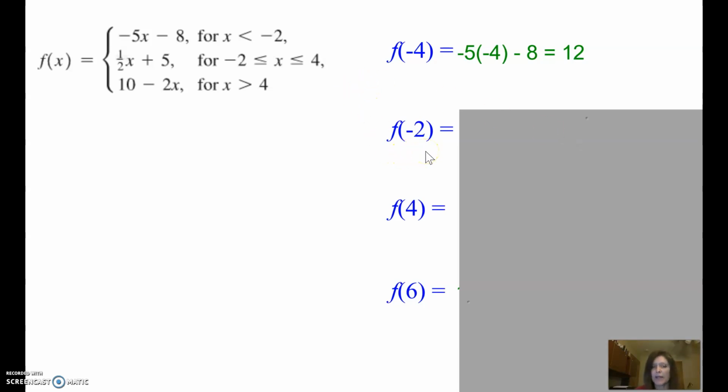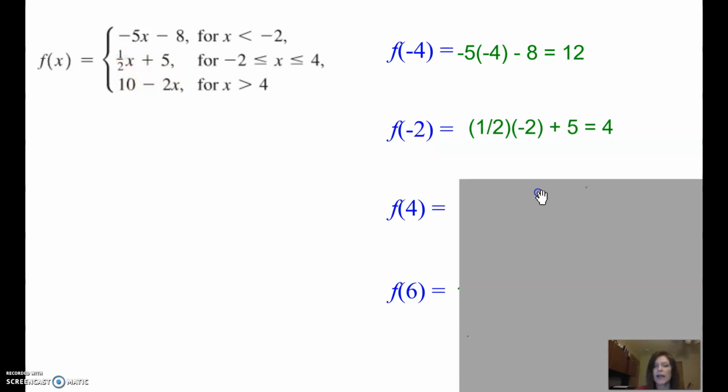If I have f of -2, I look here and I'm like, well, no, -2 is not less than -2, but -2 is less than or equal to -2. Yeah, that works right there. So it fits in this middle formula, so we plug the -2 into this formula, and we're going to get a final answer of 4.